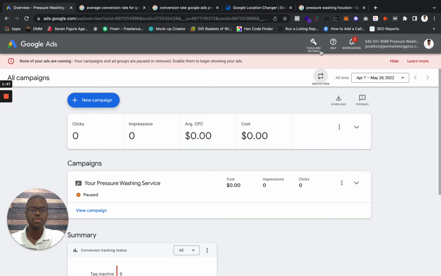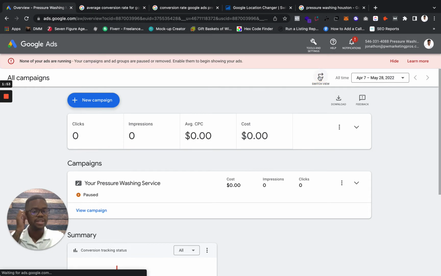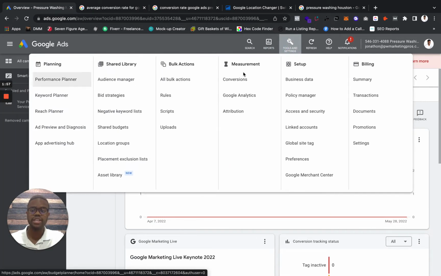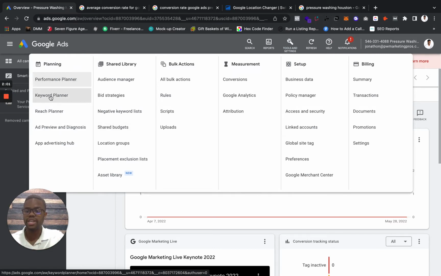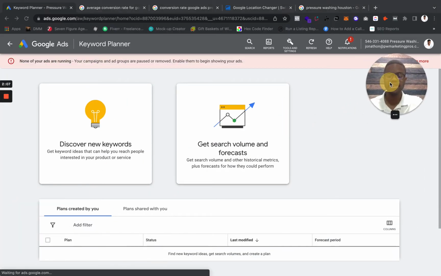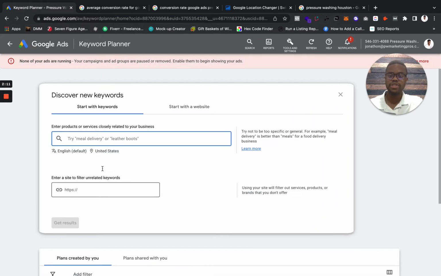The first thing you want to do is go to Tools and Settings and go to right here, the Keyword Planner. I can switch the view again, just in case you see this view, and click Tools and Settings, and you'll see the Keyword Planner right here at the left. So you click on the Keyword Planner, and once you click on it, you'll just click Discover New Keywords, and you'll put in the keywords.